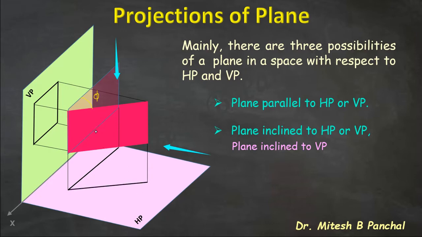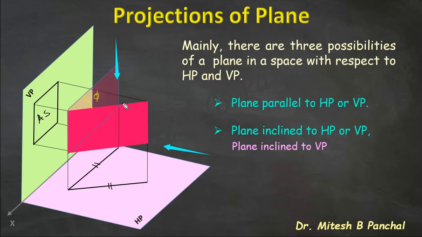Now, since the plane in both cases, when the plane is parallel to VP or inclined to VP, is perpendicular to HP, the length of the line view for both cases will be the same. So when the plane is inclined to VP, the front view appears as an apparent shape, which is not the actual shape.